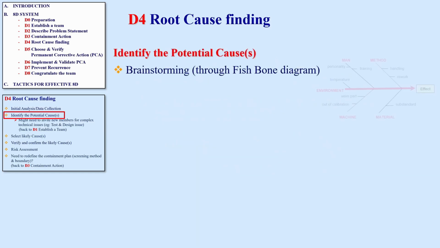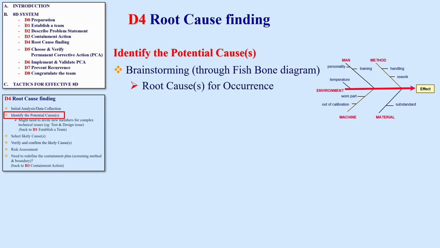Brainstorming approach is used to identify all the potential root causes. One of the most common brainstorming tools is fishbone diagram, also known as cause and effect diagram. There are two types of root causes needed to be brainstormed. First, root causes for occurrence. What caused the defect was built. Second, root causes for escape. Why the defect was not detected, and escape to following process or customer.